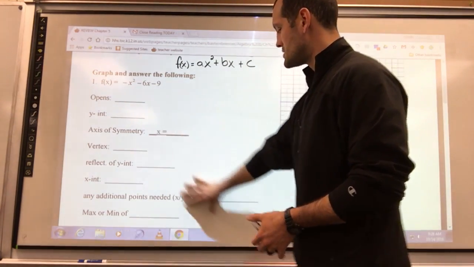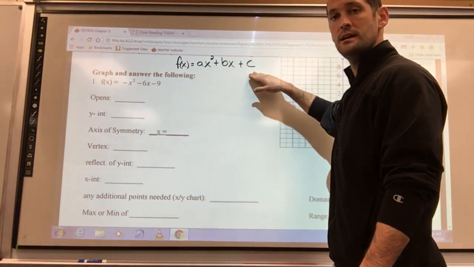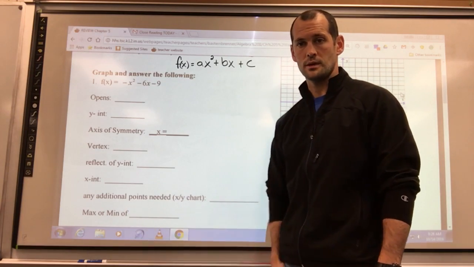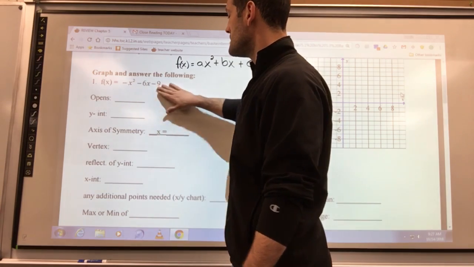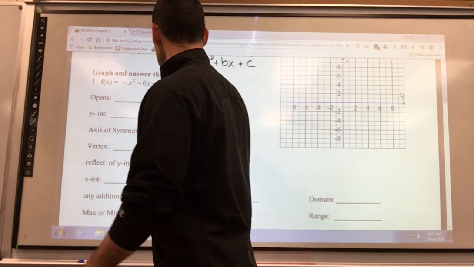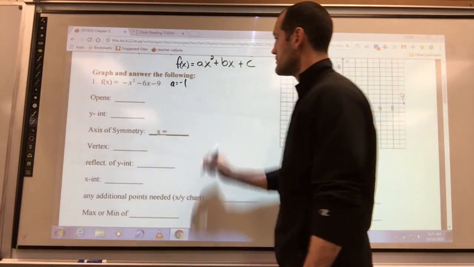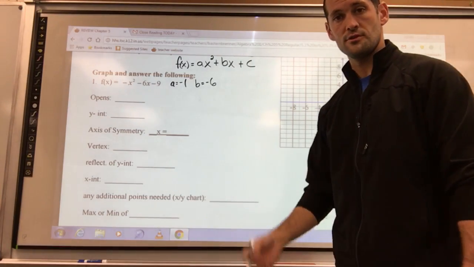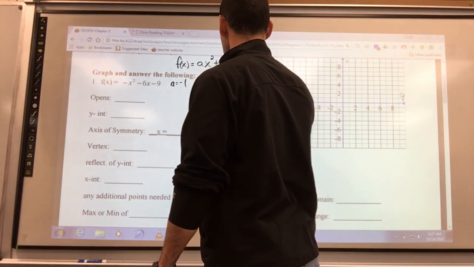Now, there's a lot of information they're asking about this one equation. Now notice I've given you the standard form of a quadratic here because I'll be referring to A values, B values, and C values, okay? So before I even start using standard form, I'm going to identify my A, B, and C. My A in this problem is -1. Notice it's the coefficient for the squared term. B is -6, coefficient for the linear term. And my C is my constant of -9.